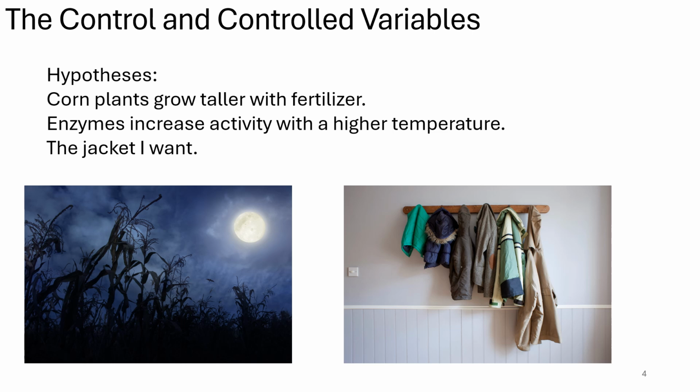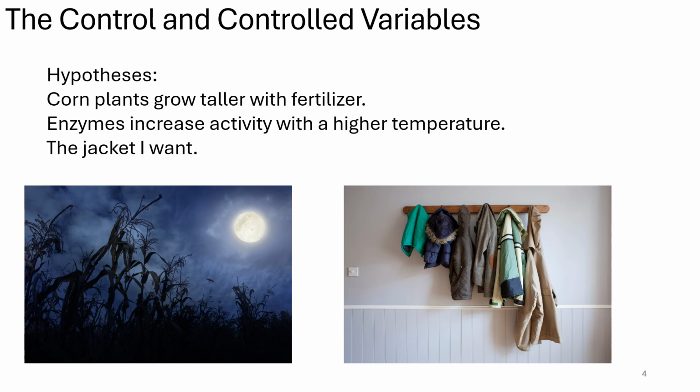Controlled variables, they're usually pretty easy for students to recognize. There are many ways of manipulating them, and they're all constant, like using the same corn plants, the same enzyme, the same jacket. The problem with controlled variables is that they get confused with what is called the control. All right, so the control is different than the controlled variables. Please, please know that right here at the outset.